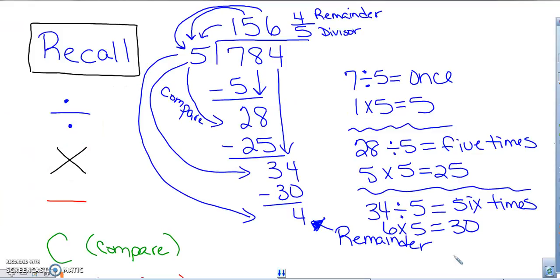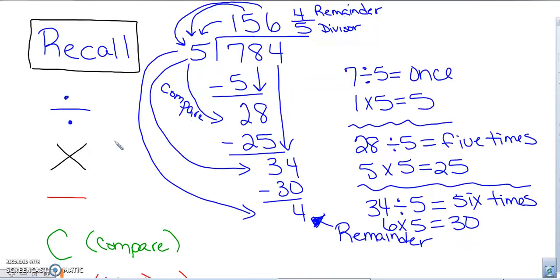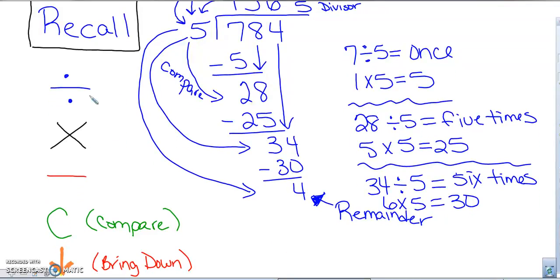Now we're about to look at dividing by polynomials other than monomials, but before we do, we want to review the long division process because that is the process we're going to use. Recall there are basically 5 steps in long division: divide, multiply, subtract, compare, bring down.